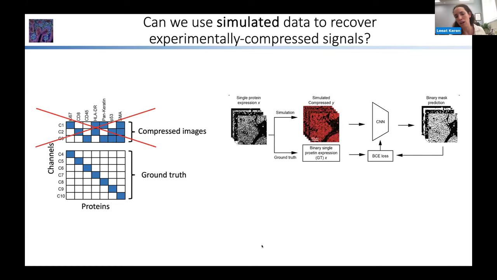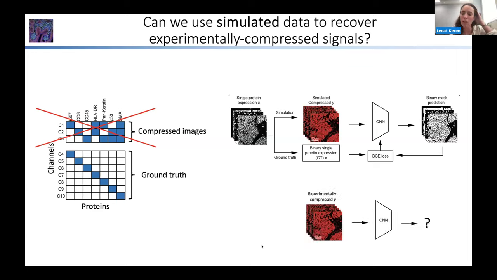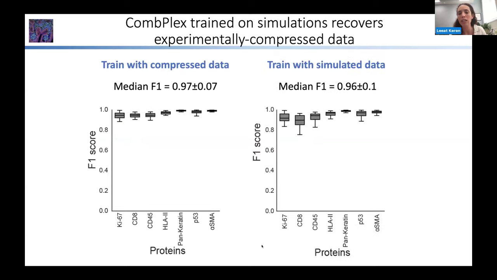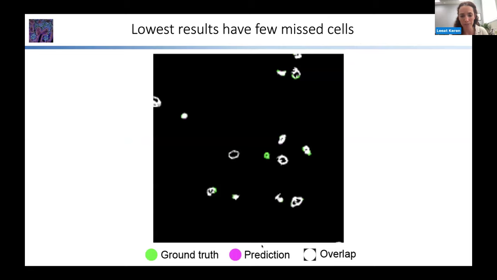And we've devised a simulation approach. Again, for time, I'm not going to go into the details. You can find it in the preprint. And then we used our approach in order to decompress it and see what we do. And so here you can see the results when we train with the actual compressed data. So this is what I've shown you before. And here you can see the results when we train with simulated data. And again, you can appreciate that we do quite well.